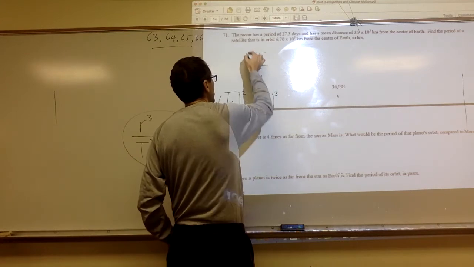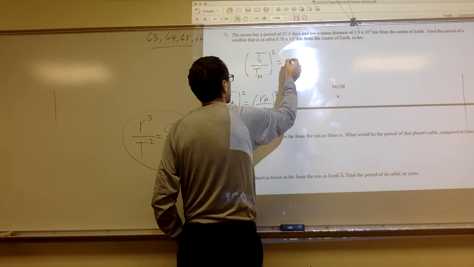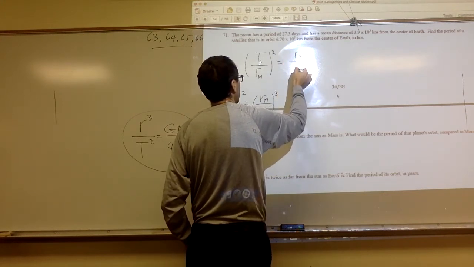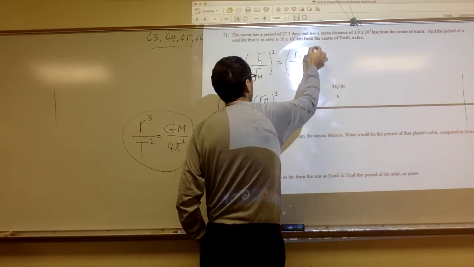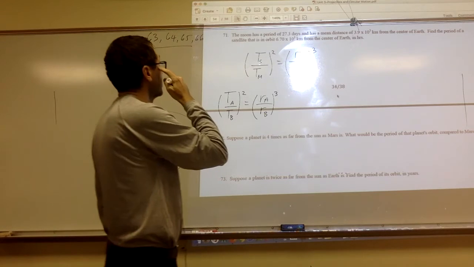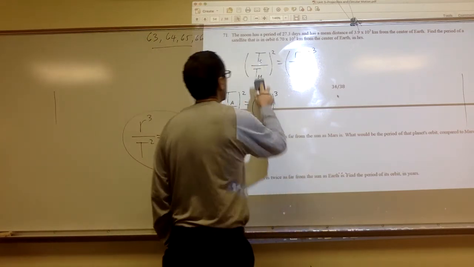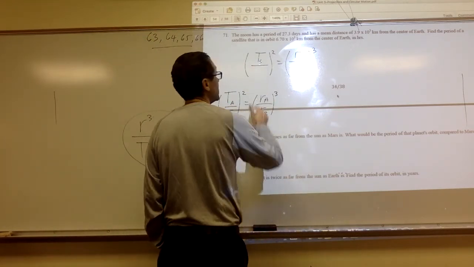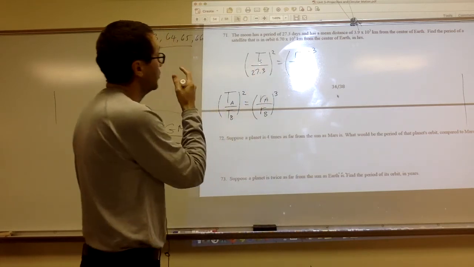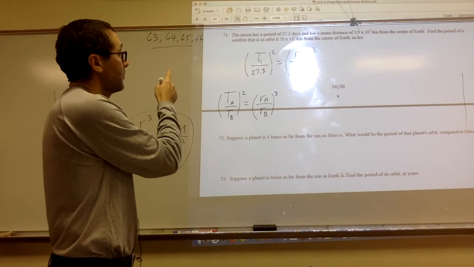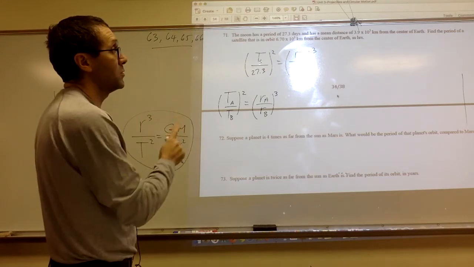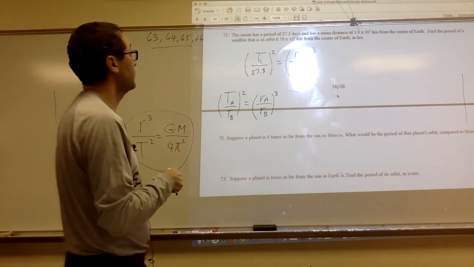Over T of the moon squared equals the radius of the orbit of the satellite over the radius of the orbit of the moon cubed. See how I'm not saying the radius of the moon? It's the radius of the orbit of the moon. Now the moon takes 27.3 days to go around. Keep in mind that if you do it this way, you should get your time for the satellite in days, and you can change it to hours by dividing by 24.